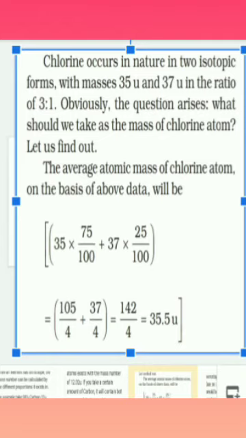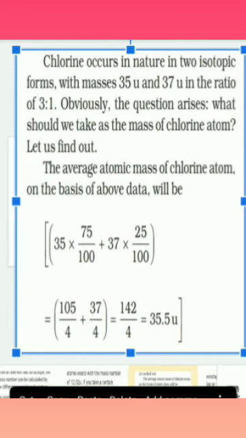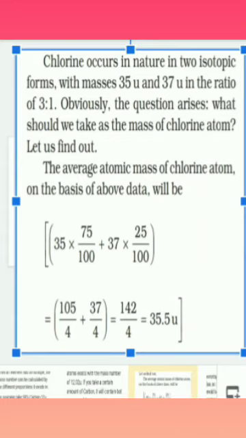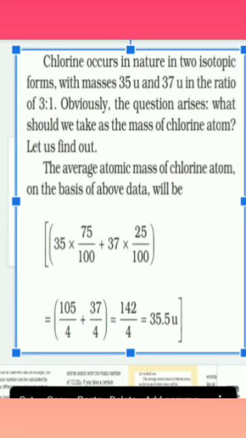Then we write 35 into 75 divided by 100 plus 37 into 25 divided by 100. Chlorine 35 isotope is present on earth at 75% and chlorine 37 isotope at 25%. So the answer we get, the total mass of chlorine, is 35.5 unit.